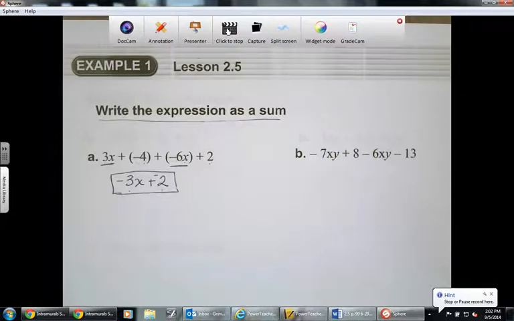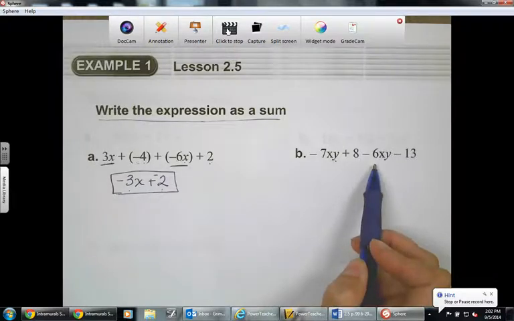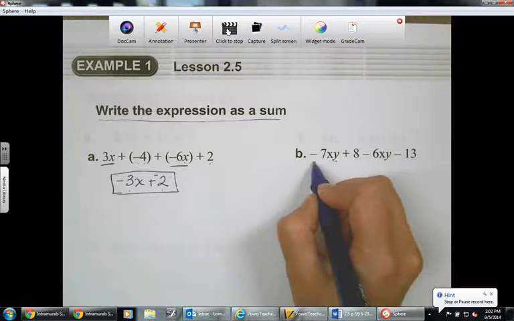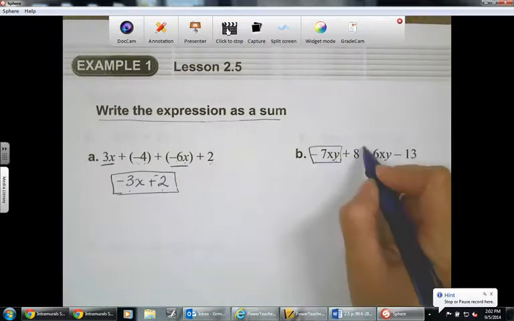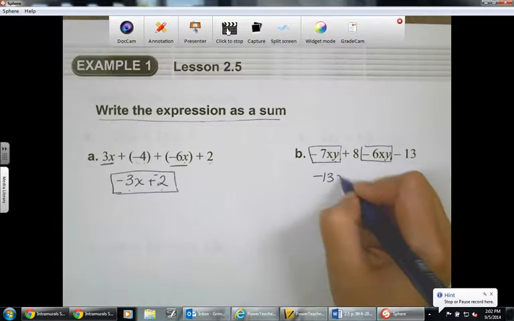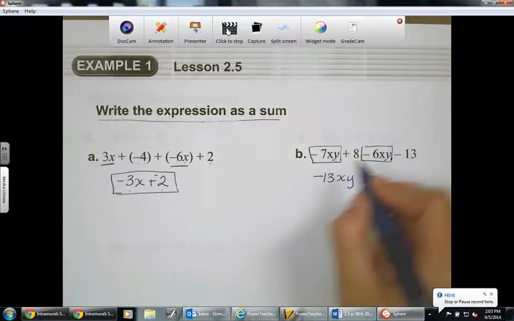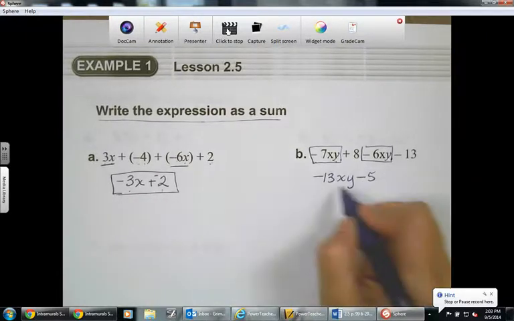Okay, moving on to letter B. So again, I can make this anything I want. As long as they match, I can put them together. So this is a negative 7xy, and this is a negative 6xy. I can combine those two for a negative 13xy. And then I can also combine my numbers together. So I have a positive 8 and a negative 13. So that is going to give me a negative 5. And then that's all I can do, because those are different things.